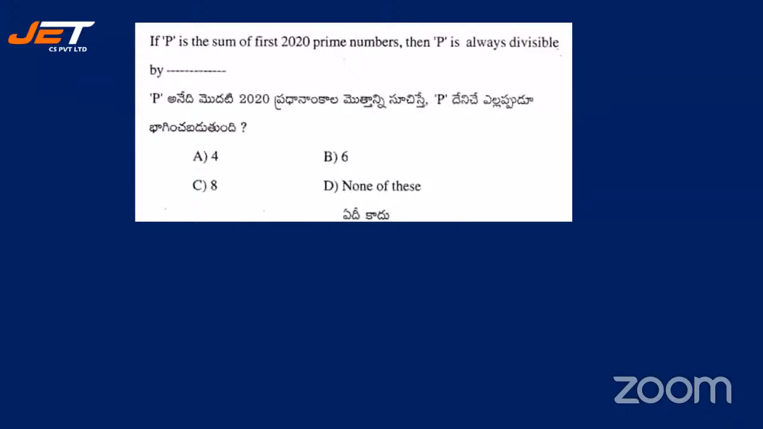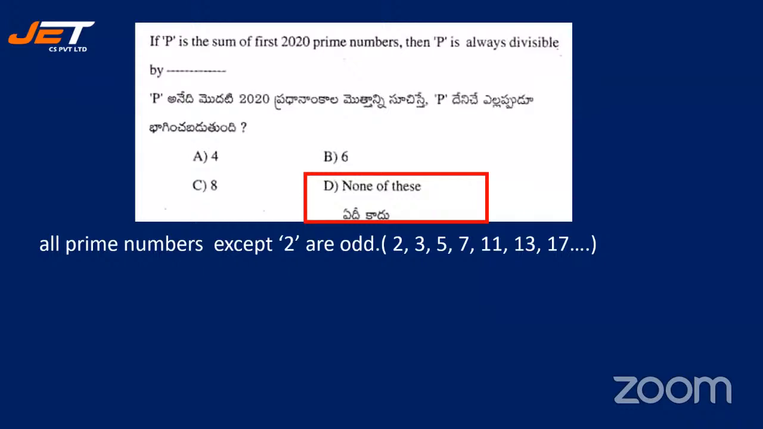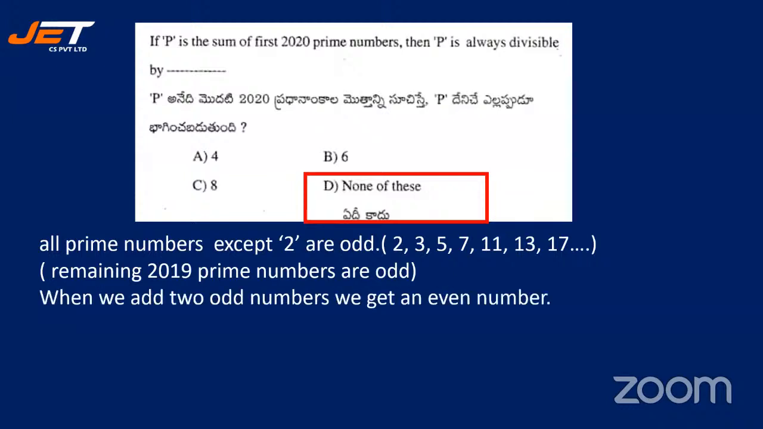All right, now let's move on to the answer. It is none of these. Yes, many had given D as the option. Perfect. How? All prime numbers except 2 are odd: 3, 5, 7, 11, 13, 17. So the remaining 2019 prime numbers are odd. Except 2, all others are odd numbers.